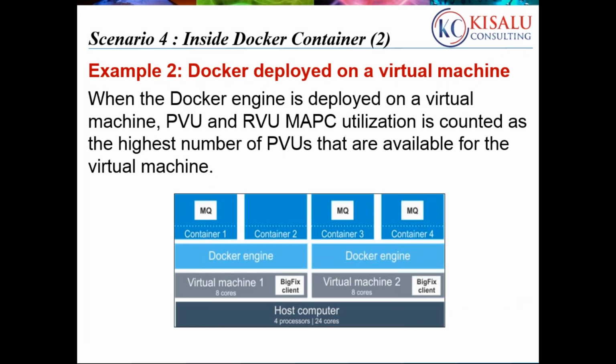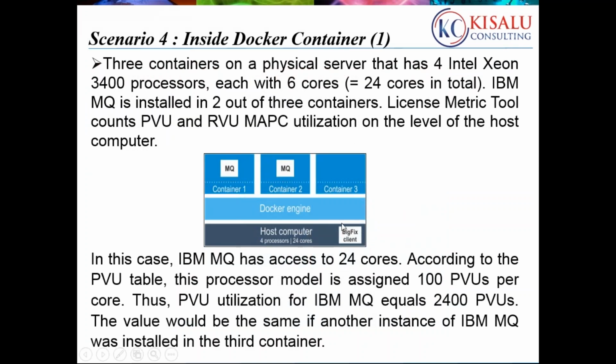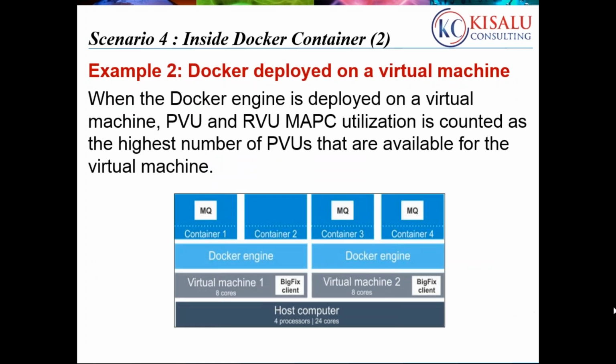Then we have a second example whereby it is the same host, 4 processors, 24 cores in total, but now this scenario uses virtual machines, so it's virtualized. Now in this situation, we will have BigFix client. If you look at the previous scenario, our BigFix client is on the host, but in this scenario where it is virtualized, the BigFix client is sitting on the virtual machine. So there is a clear separation there. We have a host which has 24 cores, and they created 2 machines, virtual machine 1, virtual machine 2, but each of them only has 8 cores.